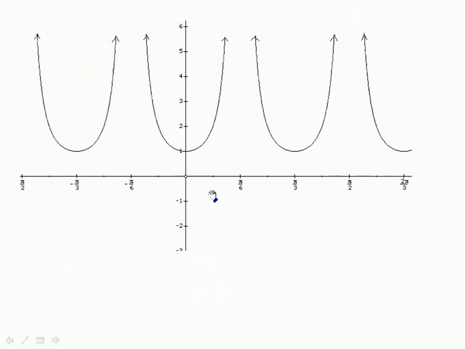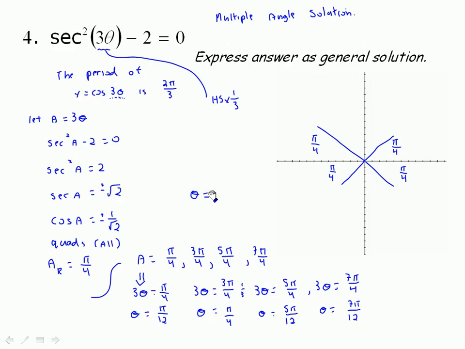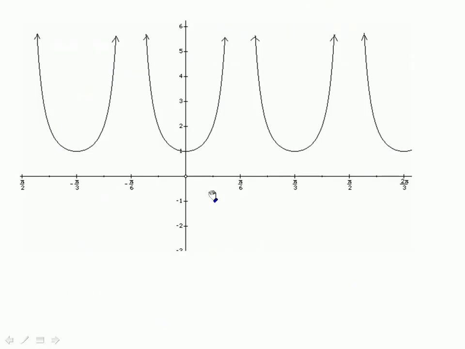So if we take a look at the graph that I've got drawn conveniently for this one, we're finding out, if you take a look at the original equation, where is this graph equal to 2? So here's what we have. We had secant squared 3 theta minus 2 is equal to 0. This would be the same as secant squared 3 theta equal to 2. So if you broke this into two graphs, you have y1 is equal to secant squared 3x, y2 is equal to 2.